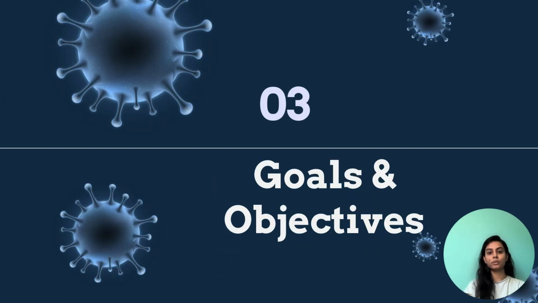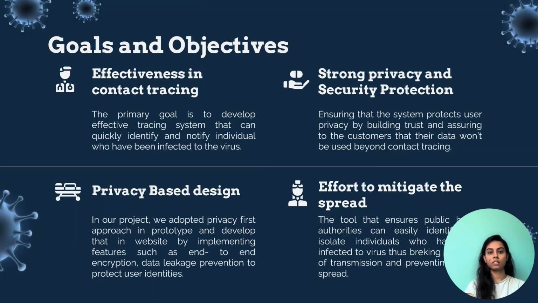Moving on with the goals and objectives. Our primary goal is to increase the effectiveness in tracing an infected person so that the system can quickly notify an individual. Secondly, we aim to ensure privacy among users by building trust through strong privacy and security measures.